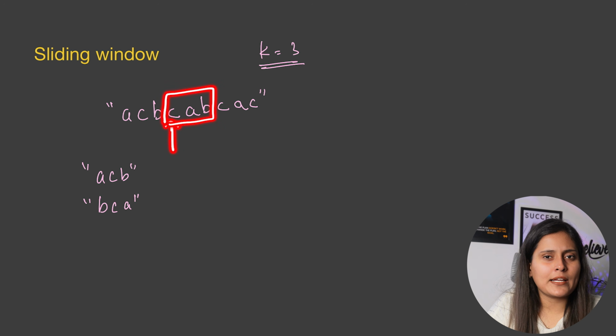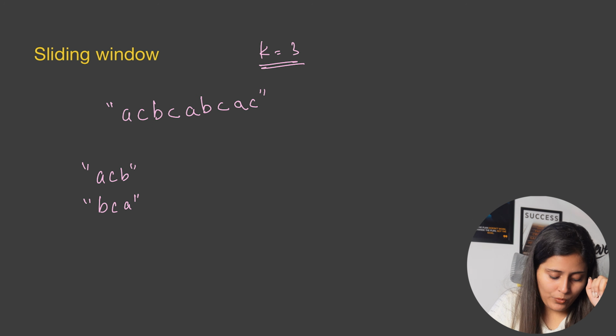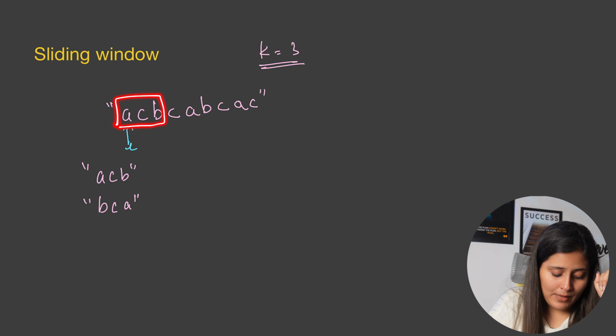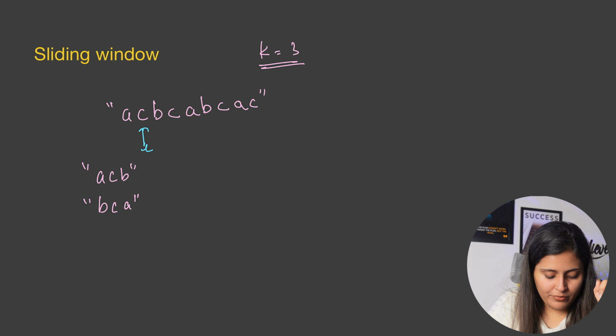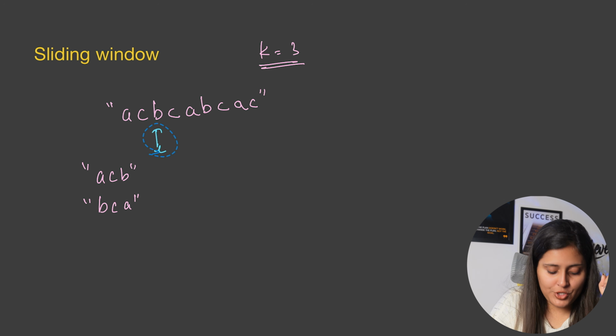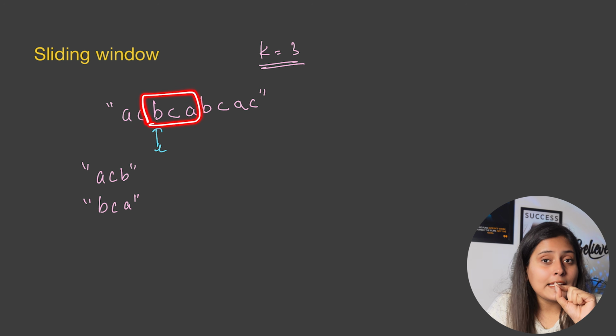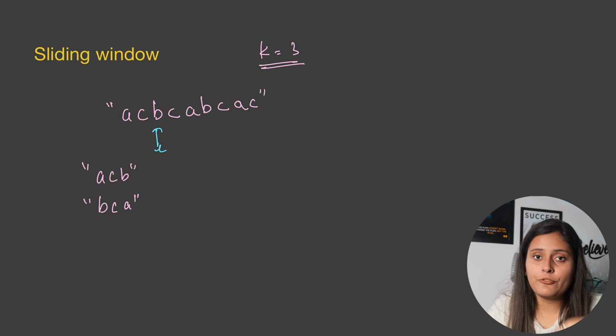But wait, how am I deciding from where I should check? Basically, I am moving an i pointer or left pointer. Initially my left pointer was at 0, so from 0 I checked up to 0 plus k. Next time I moved my left pointer to C, and again from C I checked for size 3. Now next time I will move my left pointer to B, and again check for size 3. So basically for every i I am checking for k size.